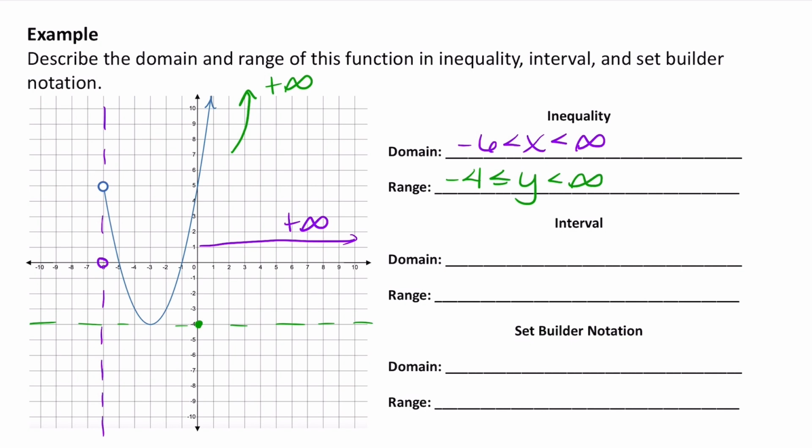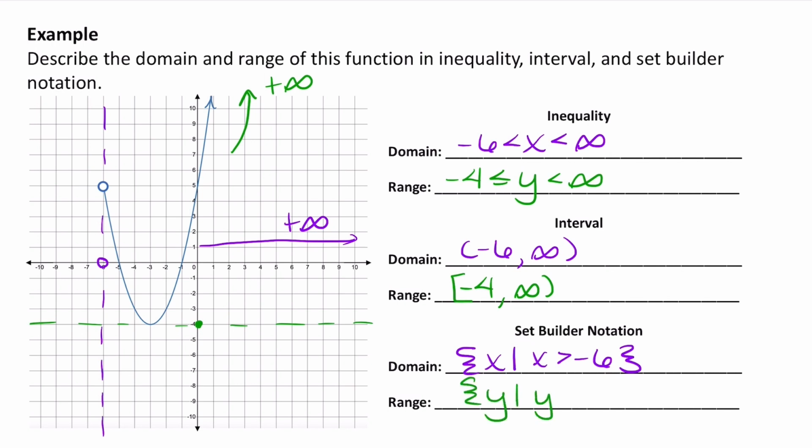So if I write these inequalities as intervals, I have open parentheses at negative 6 and another open parentheses at infinity. And then at negative 4, I have a square bracket because that point is included, and that goes to positive infinity, which is an open parentheses. In set builder notation, this is going to be all x such that x is greater than negative 6. And then the range is going to be all y such that y is greater than or equal to negative 4.